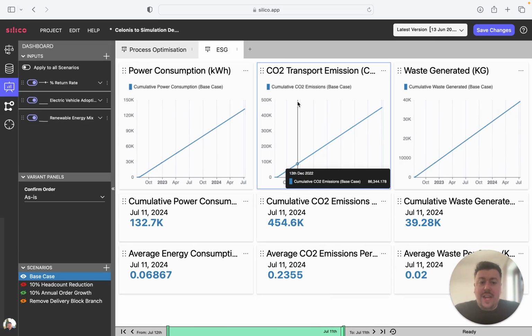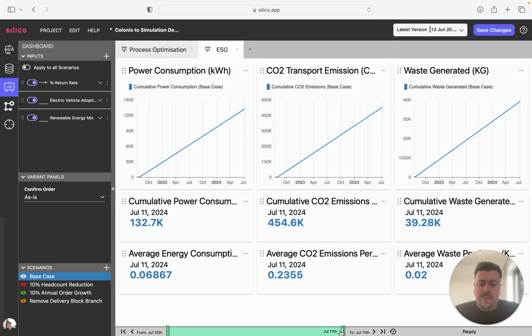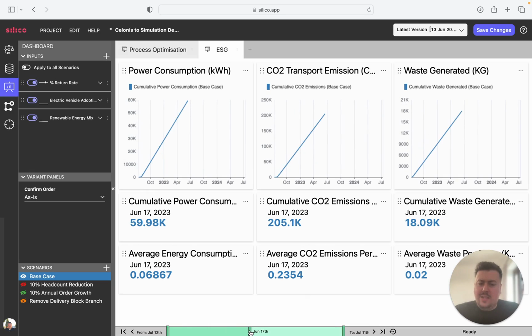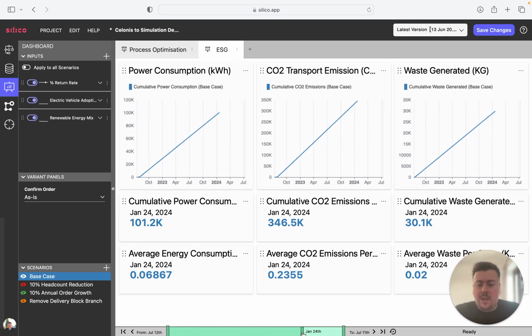So on the ESG dashboard, we can simulate forwards in time, allowing users to try differing scenarios and strategies, and then they can see those results in real time in a clear and visual way. So much like when we were looking at the simulation model before, we can bring forwards our simulation in time and see what sort of impacts this is happening to our key ESG objectives.